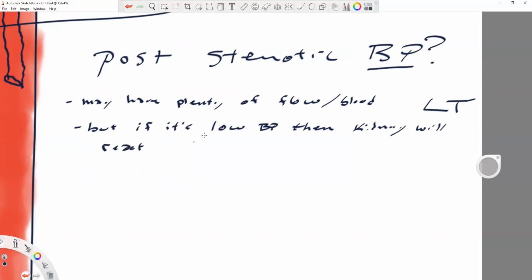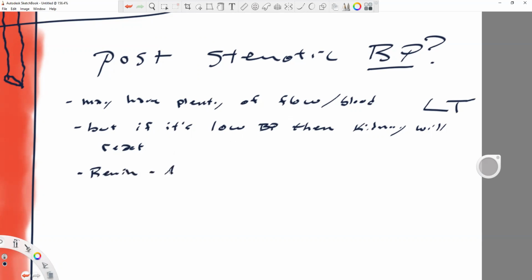Now, here's the thing about low blood pressure. If it's very low blood pressure, the kidney might actually even die, even if it gets the volume of blood through. If it's very, very low pressure, then there's not enough exchange of gases to keep that kidney alive. But more likely, what's going to happen is that the kidney will react. And what is that?